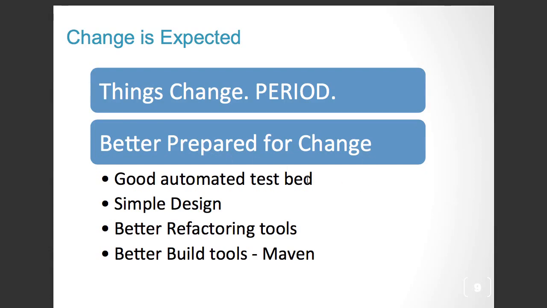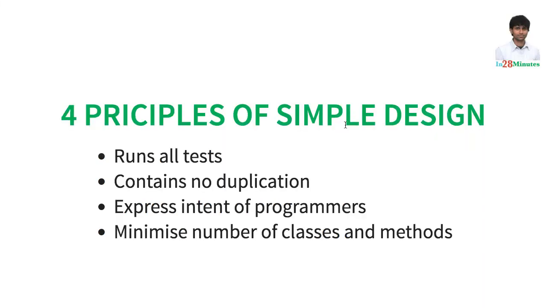And how do you get prepared for the change? By having very good automation tests, unit tests, integration tests, and API tests. It's very important that all these are automated. You have simple design. And what are the 4 principles of simple design? The 4 principles of simple design are: runs all tests, contains no duplication, expresses intent of programmers, and minimizes number of classes and methods. Why is it important that code runs all the tests? Because you would want your code to work, right?